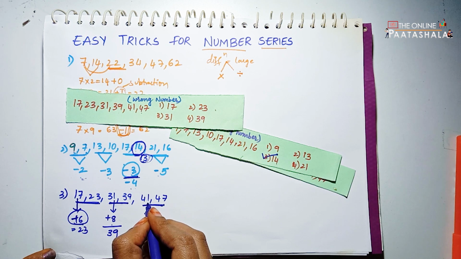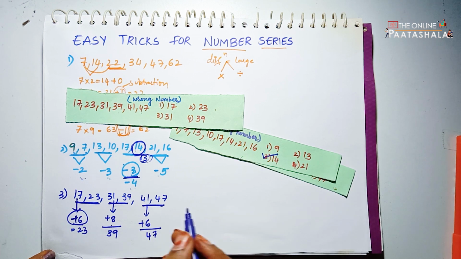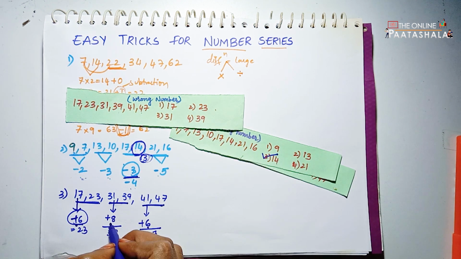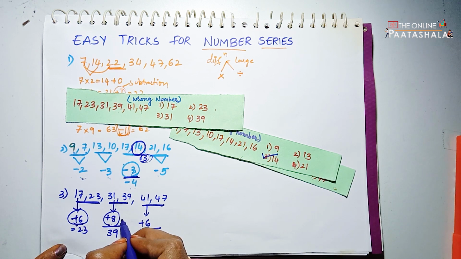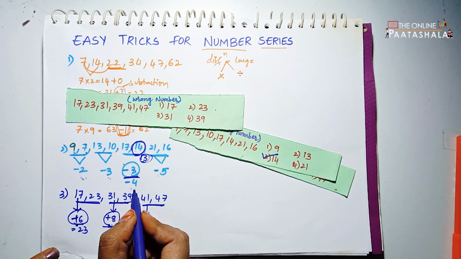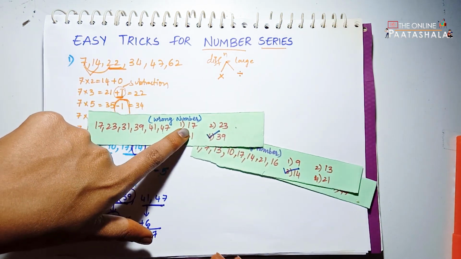Again for 41, if you add plus 6, what will you get? 47, right? That means here is also plus 6 and here is also plus 6, but it is plus 8 here. If it is plus 6, this series will be completed in a proper way. So what is the wrong answer here? 39. 39 is the wrong number, right?